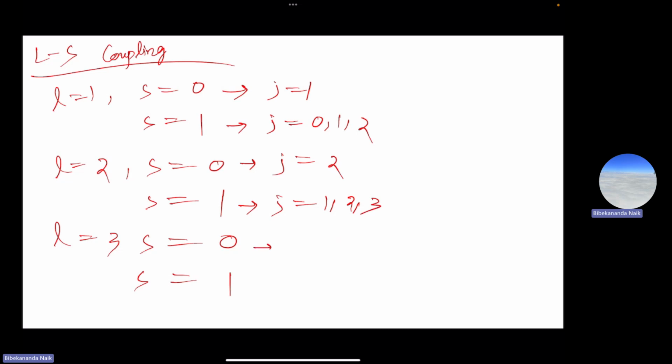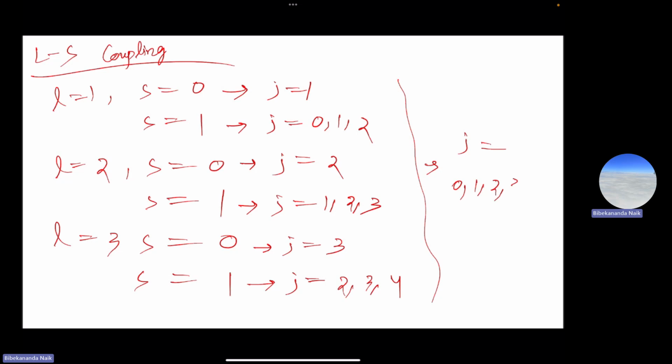Now L equal to 3, S equal to 0. So J will be only 3. Again, L equal to 3, S equal to 1. It means it will be 3 minus 1 to 3 plus 1. 3 minus 1 is 2, 3 plus 1 is 4. So it will be 2, 3, 4. Combining all, the value of J will be 0, 1, 2, 3, 4.